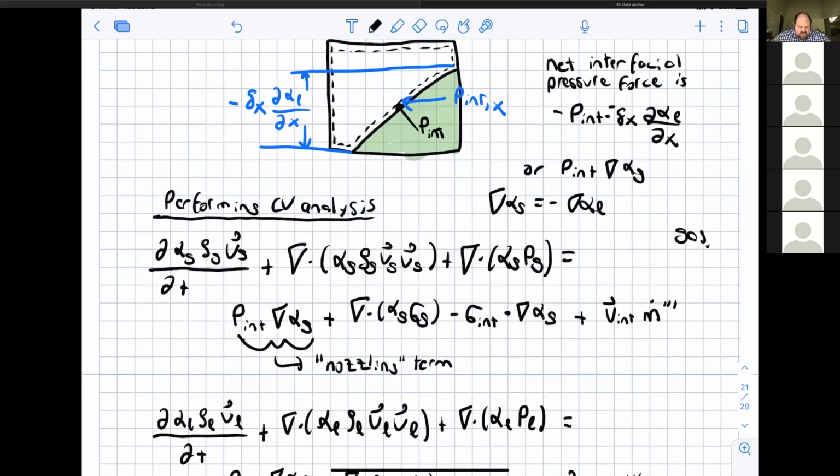Yeah, because remember the sum of alpha K equals 1. That means that the grad of the sum of alpha K equals 0, right? Because the gradient of 1 is 0, which means the sum of the grad of the alpha Ks is equal to 0. And if you have 2 phases, then basically the gradients are equal and opposite. That makes sense. Yep. Okay.